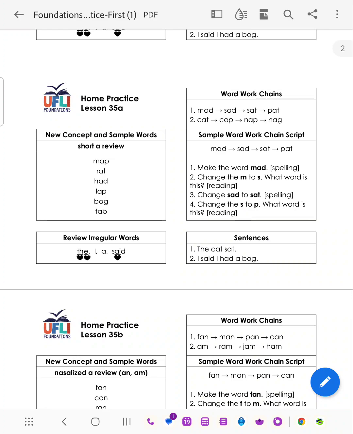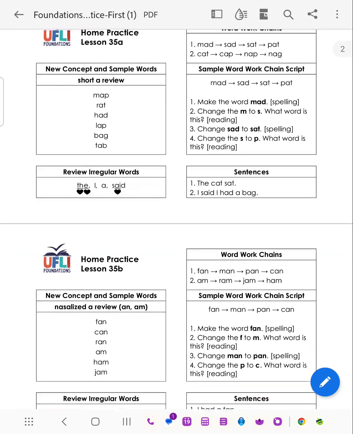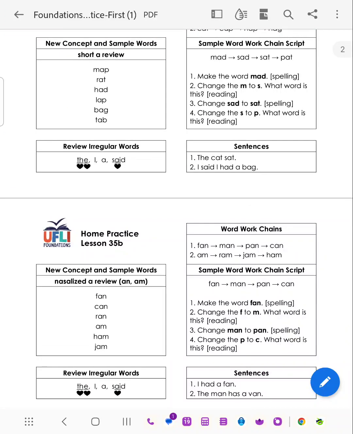So, for instance, at test time, they're going to hear me say, the cat sat. They're going to have to take out their paper. They're going to have to write the cat sat with a capital T and a period at the end. There's going to be 10 points assessed to that. That period can cost them points. That capital letter can cost them points.